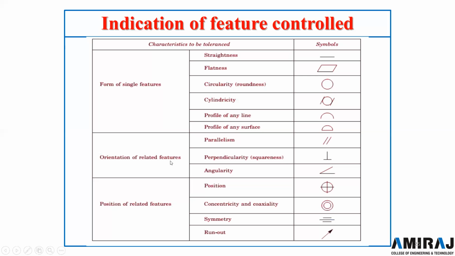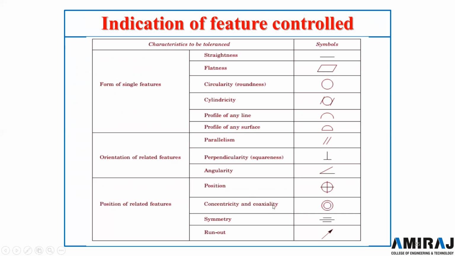Then the orientation of related feature, which means it is parallel or perpendicular, which means the squareness, angularity. These are the orientation related features. Then the position of related features, which means what is the position at where it is located.